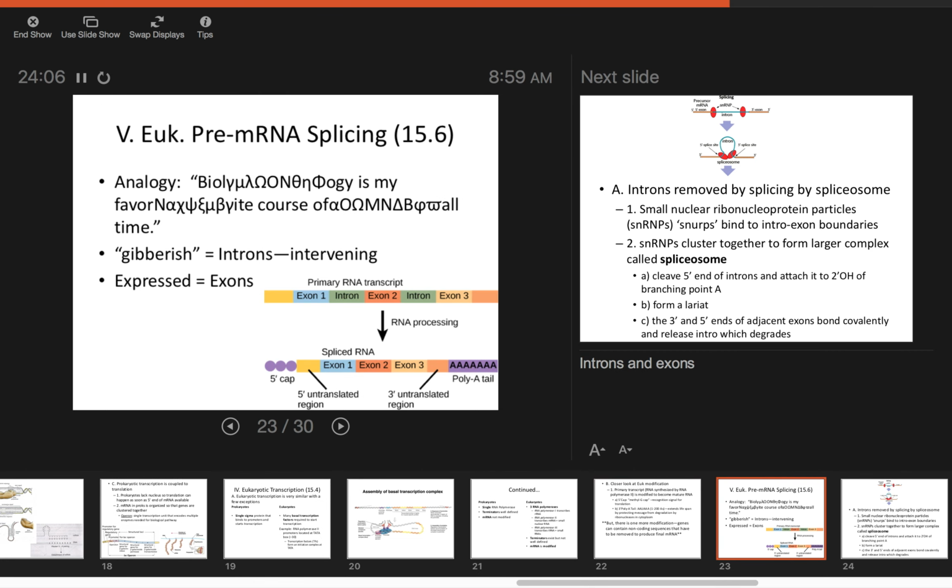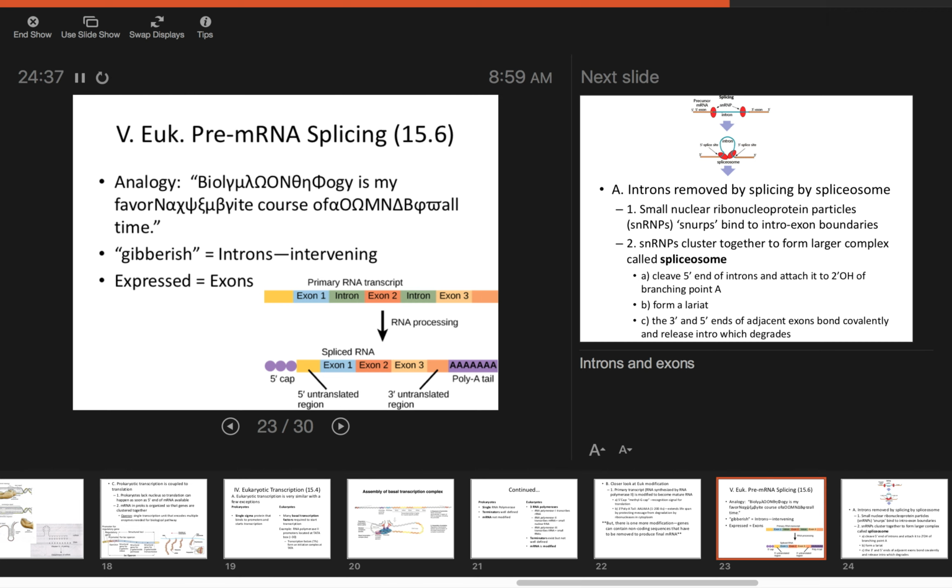In eukaryotes, mRNA does get spliced. So here's an analogy. I have a bunch of gibberish with some words. Can you guys figure out the message? Right, yeah. And so what pre-mRNA does is it removes all the gibberish. So that way your final product is like the prokaryotes where all the genes are lined up together.